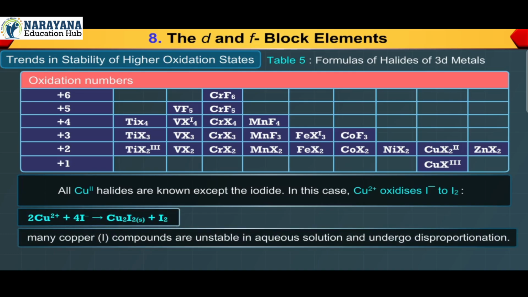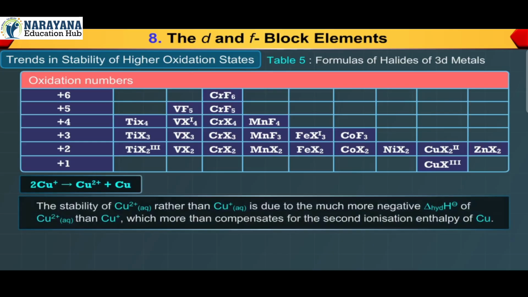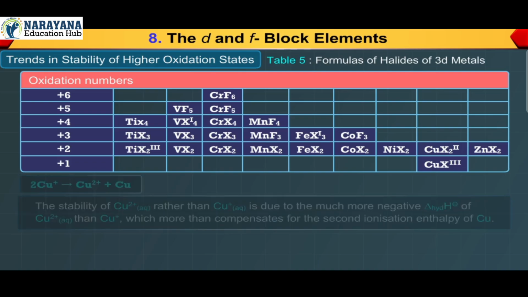However, many copper(I) compounds are unstable in aqueous solution and undergo disproportionation: 2Cu+ gives Cu2+ + Cu. The stability of Cu2+(aq) rather than Cu+(aq) is due to the much more negative ΔhydH° of Cu2+(aq) than Cu+, which more than compensates for the second ionization enthalpy of Cu.